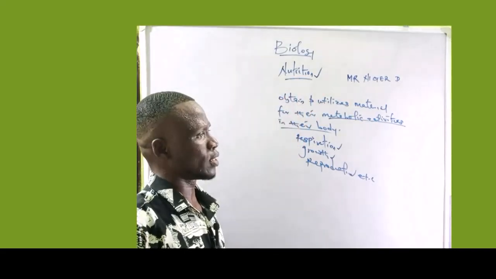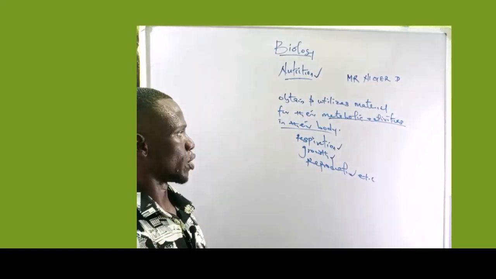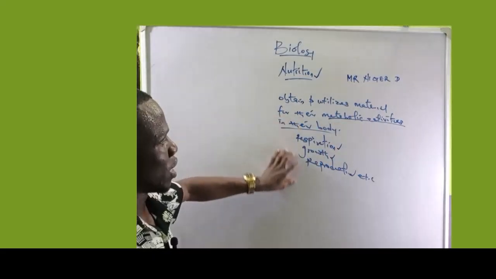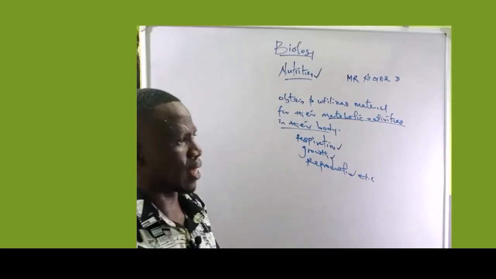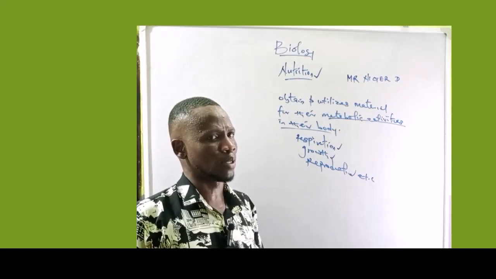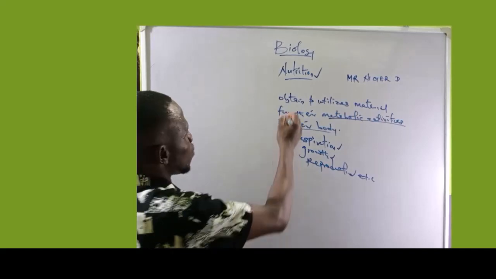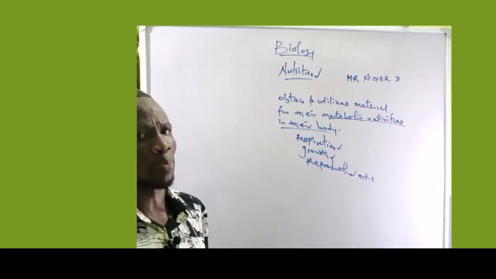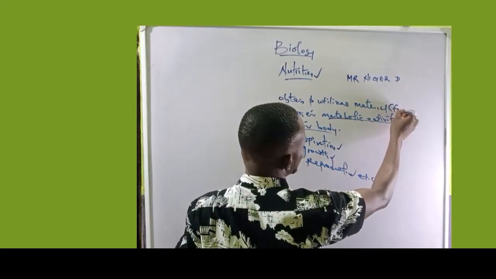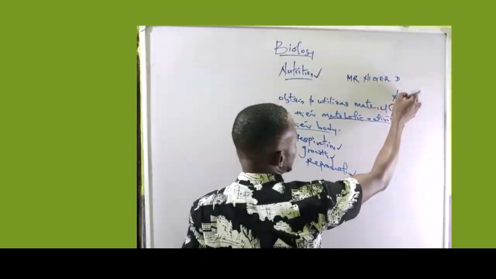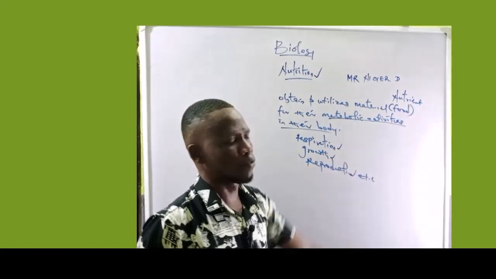Nutrition is very important for these processes to continue to take place in a living organism. And if these processes do not take place, there will be no sustenance of life. The organism will die. So nutrition is one of the most important characteristics of living organisms. Different organisms have different ways of obtaining their materials. This material is a food or nutrient. So every organism has ways of obtaining their food or nutrient.